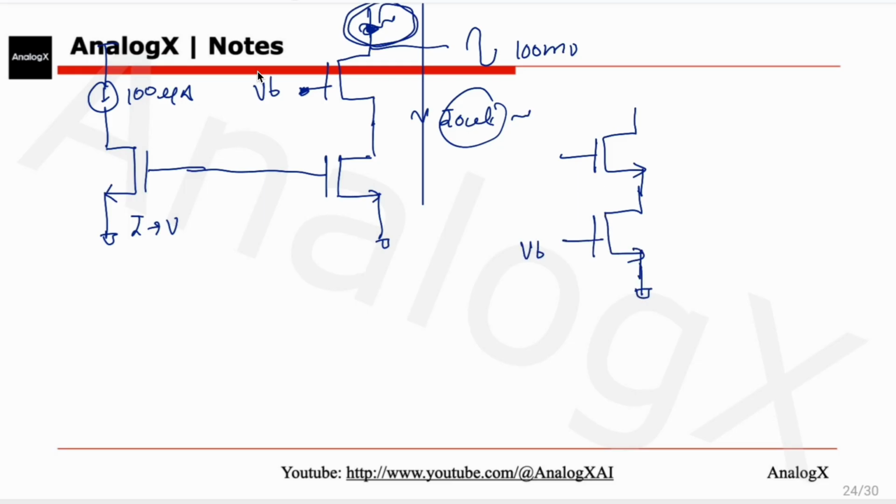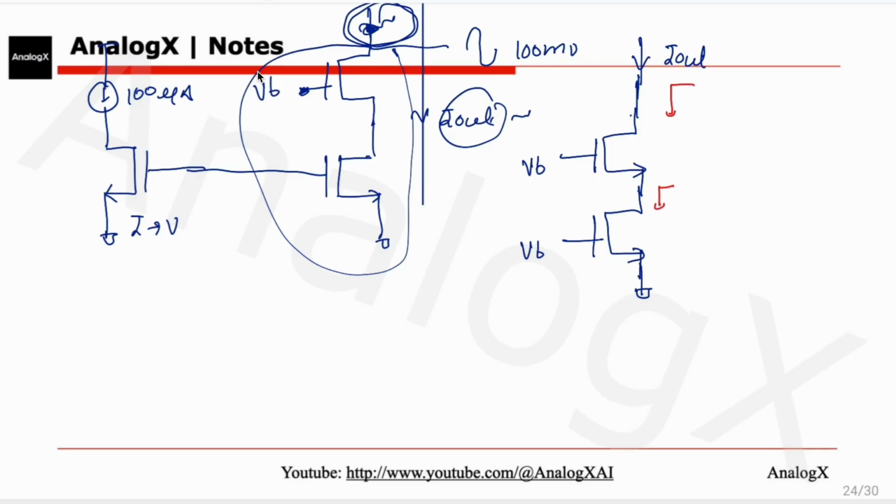Okay, so this is VB, this is VB. I'm taking this one and drawing here, and this is my I out current. Now, what will be the output resistance from here?